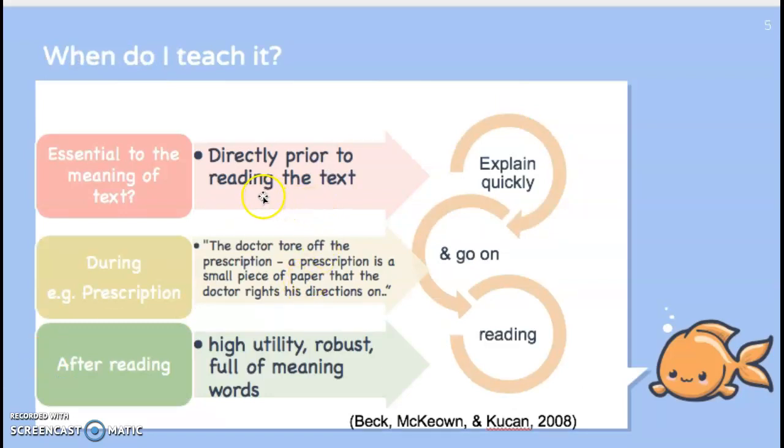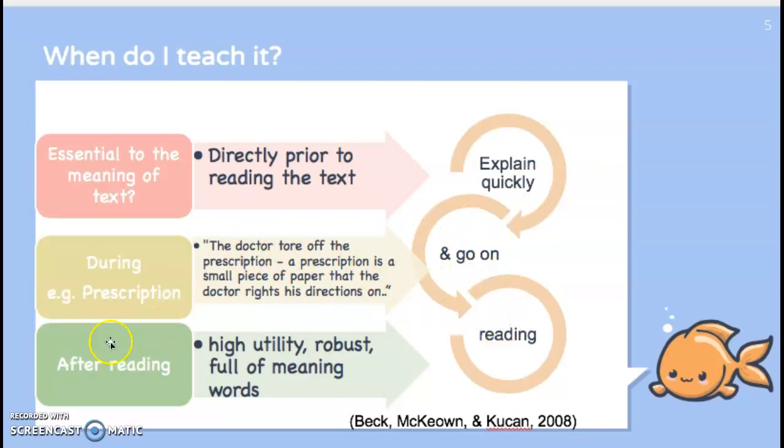Now, there are some words you might have to select when you're reading a text that are essential for the meaning of the text. The words that you might just want to explain quickly and move on reading, those are words that you can teach during the text. For example, if I'm encountering the word prescription, I might be reading my text: the doctor tore off the prescription. A prescription is a small piece of paper that the doctor writes his directions on.